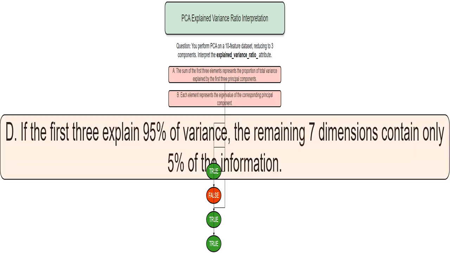I agree, this is true. If the first 3 principal components capture 95% of the total variance, that means the remaining 7 components only account for the other 5%. PCA helps you reduce dimensionality while preserving the most important parts of your data. This makes your model faster and simpler without much information loss.